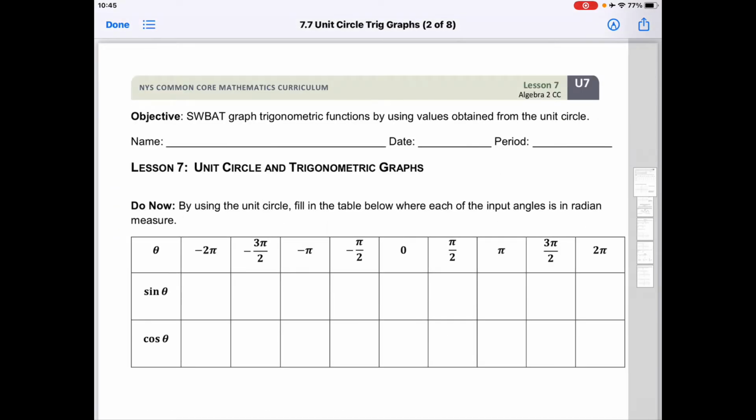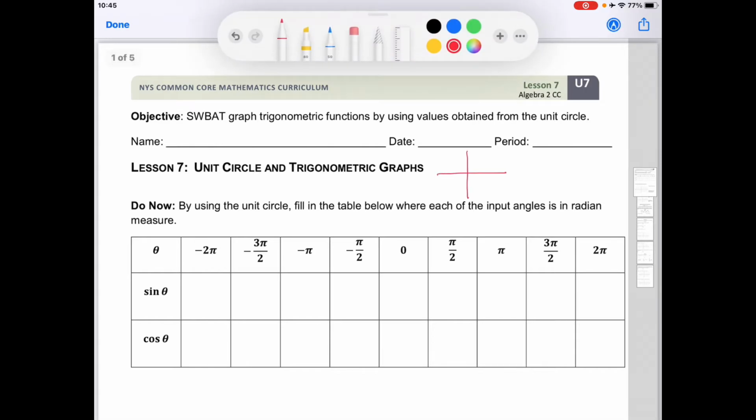Before I even get started with the do now, I want you to understand that even if your angles are given to you in radians and you're comfortable working in radians, go for it. But I highly recommend converting all your angles to degrees, which would be easier for you to understand your question and work better. Okay, so again, I'm just going to quickly sketch my unit circle.